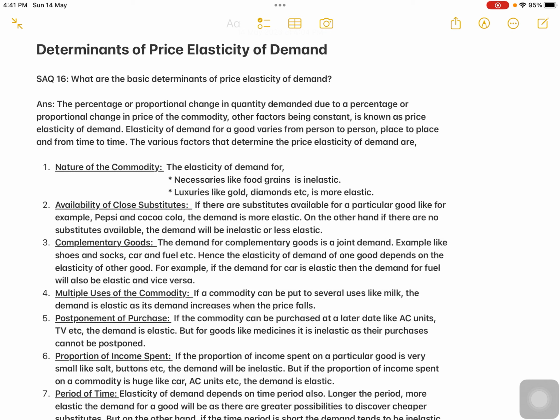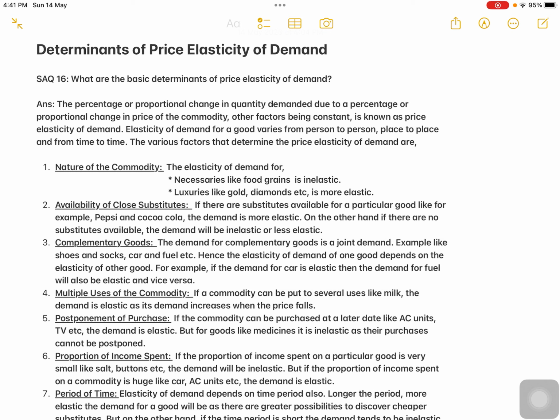Okay, so the elasticity of demand for necessities like food grains is inelastic, but for luxuries like gold, diamonds, etc. is more elastic. Why? What is the reason here? Necessities like food grains and medicines, we have to consume. We cannot say that the price has increased so much, we don't want to consume. Can we do that? It is for our survival, isn't it? So irrespective of whatever might be the price of the commodity, we have to consume certain quantities of food grains, so the demand will be the same.